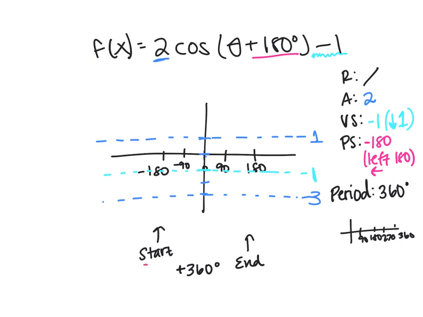So we go to our start. We're dealing with cosine. Think about the pattern. Cosine normally starts at the top. So we're going to start at the top at negative 180. Then move down to the middle at negative 90. Bottom at 0. Middle at 90. And top at 180 degrees. Connect your dots, put your arrows to show that it is going to keep going on forever in that pattern, and you have your graph.